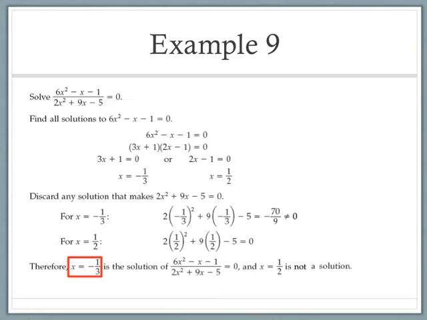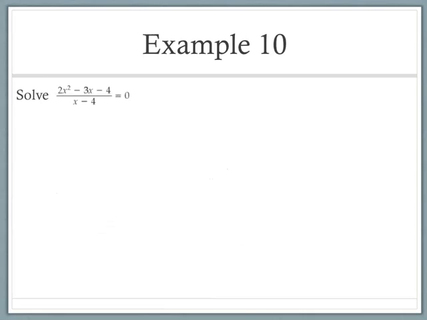Let's do another example. 2x squared minus 3x minus 4 all over x minus 4 equals 0. We're going to start with the numerator, so we're going to find all solutions for 2x squared minus 3x minus 4 equaling 0. Now, see if that's factorable. But in this case, it's actually not factorable. So if it's not factorable, then what do we do? Well, then you're going to have to use the quadratic formula. x equals 3 plus or minus the square root of 3 squared minus 4 times 2 times -4 all over 2 times 2.